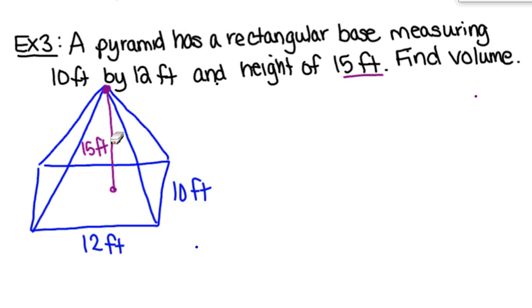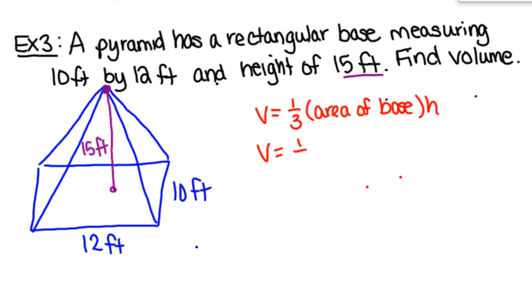So just like the first two examples that we did, the formula that we're going to use to find the volume is volume is equal to 1/3 times the area of the base times the height. Or in other words, volume is equal to 1/3 times big B times H.